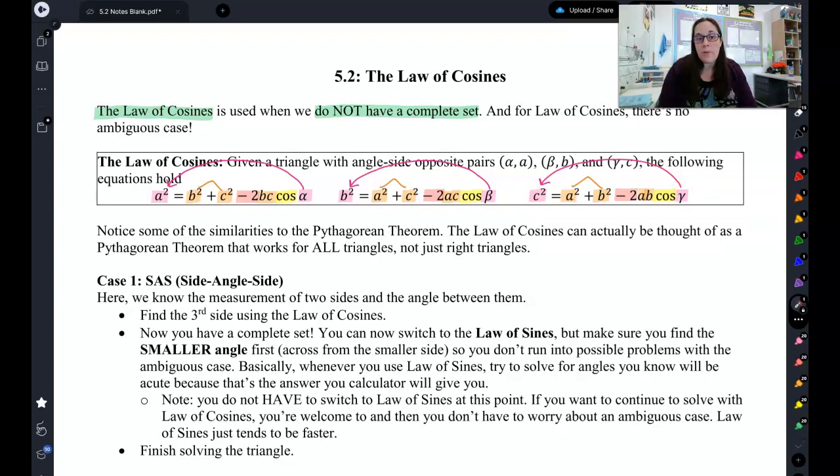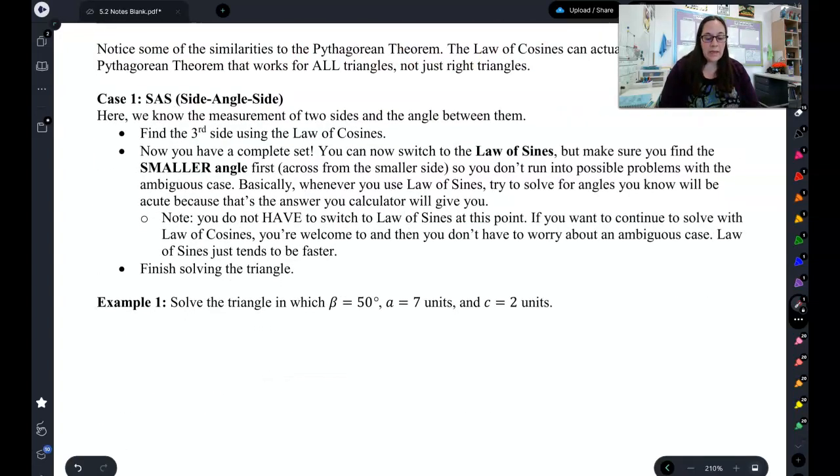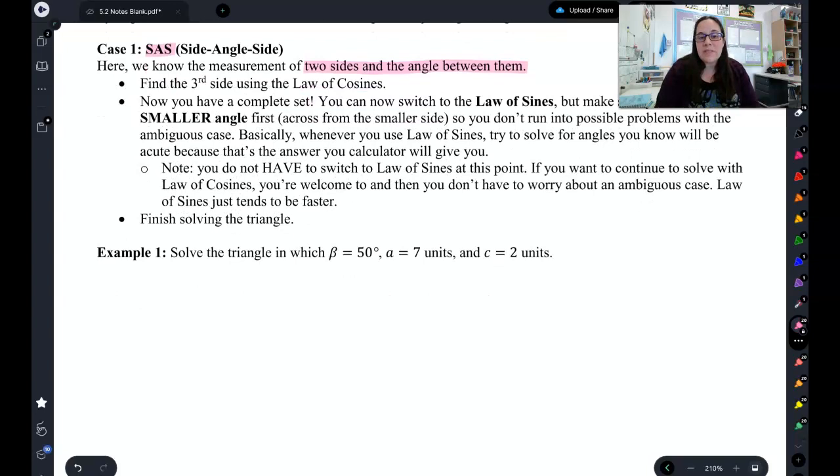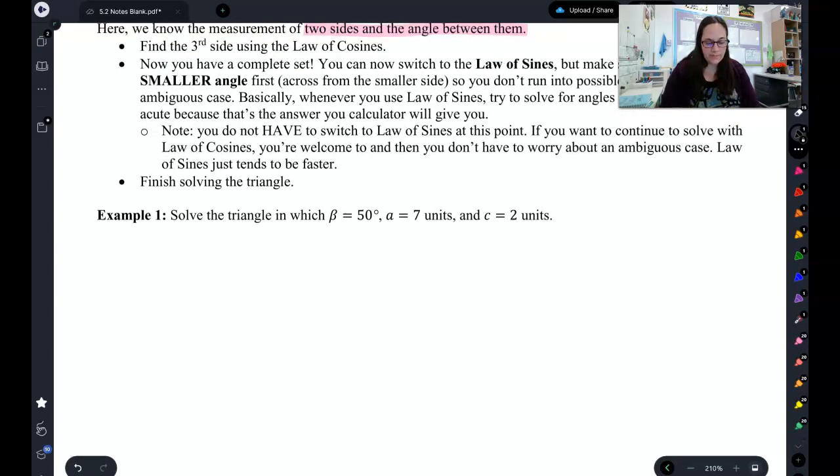And that's how I want you to memorize it, using those patterns instead of just blunt memorizing the 3 different versions. Now, when we talk about solving using the law of cosines, we only have 2 cases that we solve for. The first case is side angle side, which is where we know 2 sides and the angle between those 2 sides. Now, there is a specific set of rules we should use when we're solving for this. And let me show you those rules in example 1.